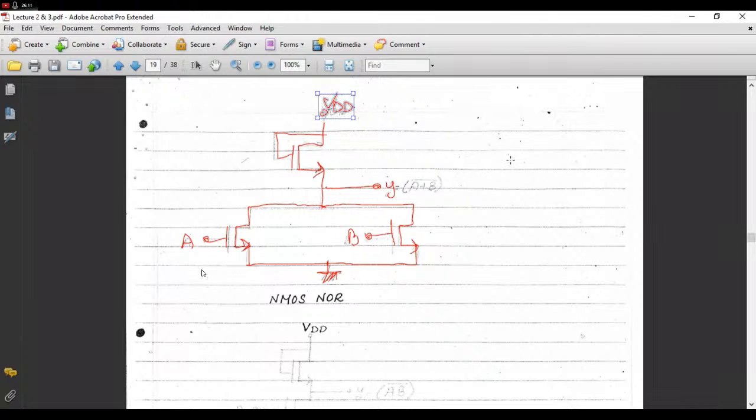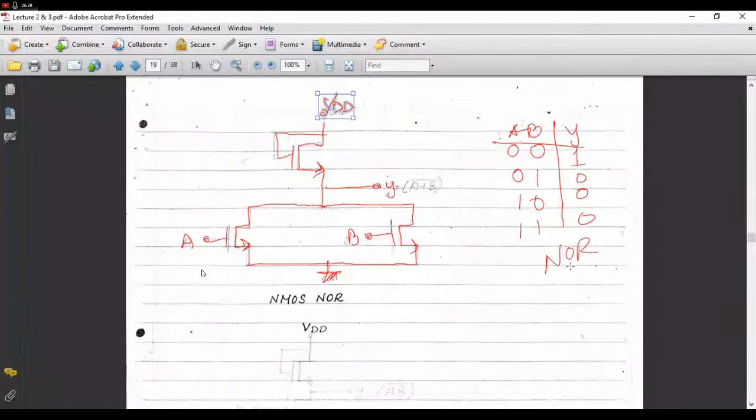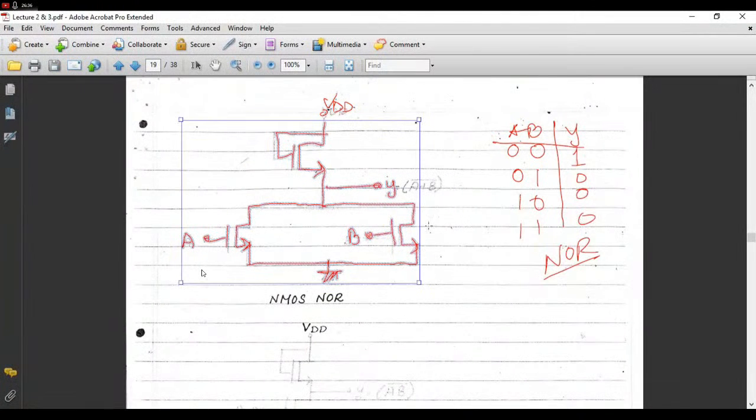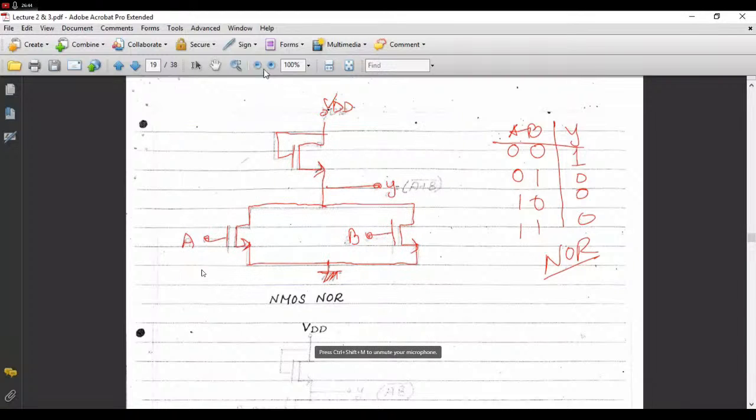What was the truth table of NOR? 0, 0, 0. We get a value of 1 over here, and for the rest of them we get a 0, right? You agree? So if input A and B are both 0, that means this section, the lower part, is completely off. So electricity has only one path to flow, that is through VDD towards output. And that's how we get a value of 1.